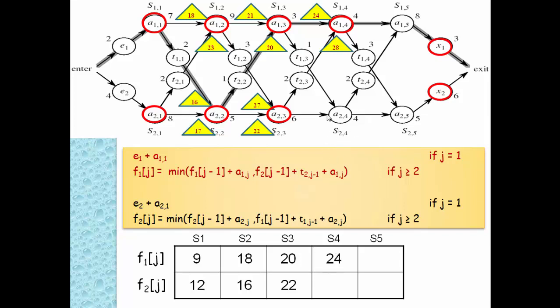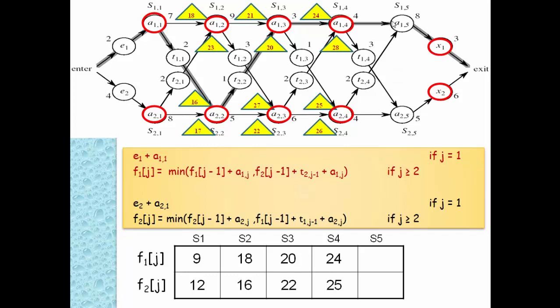Now station number 4 of assembly line 2, we have again 2 paths. We can choose one from assembly line 1 and another from assembly line 2. If we choose from assembly line 1, the previous value of A12 was 20. 20 plus 1 is equal to 21. 21 plus 4 is equal to 25. Now for line number 2, the previous value was 22. 22 plus 4 is equal to 26. Among these two values, 25 and 26, 25 is the minimum, so we have to fill 25 here.